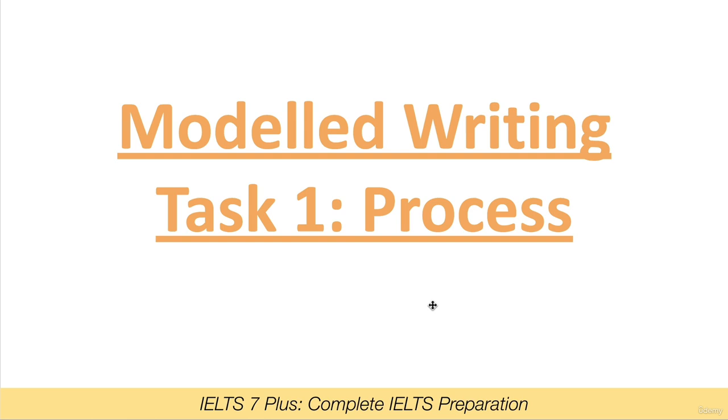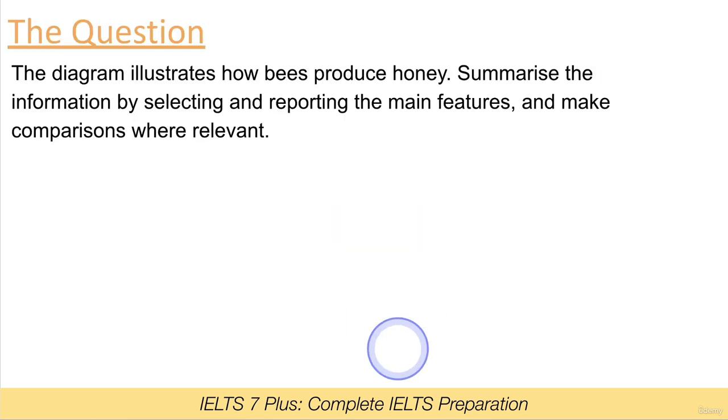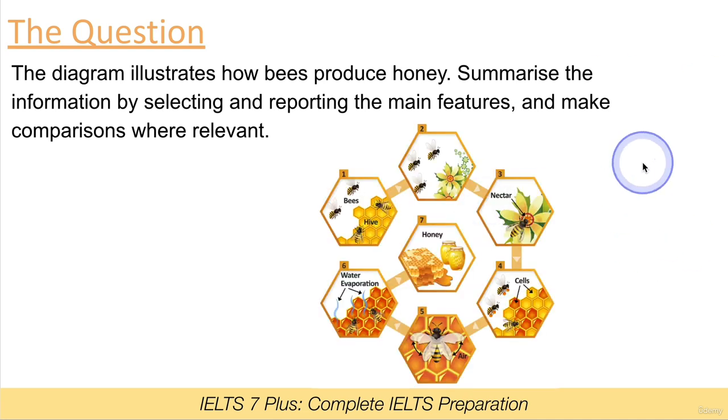Okay then, so we have the question. The diagram illustrates how bees produce honey. Summarize the information by selecting and reporting the main features and make comparisons where relevant. Let's have a look at the diagram. Here we go. Okay, so we have a 7-step process.